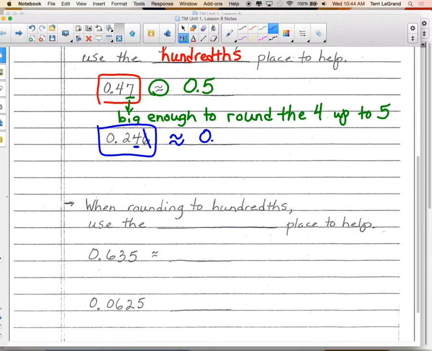How many tenths? 2. 0 and 2 tenths. So we're going to go right here, we're going to do the same thing again. Not big enough.